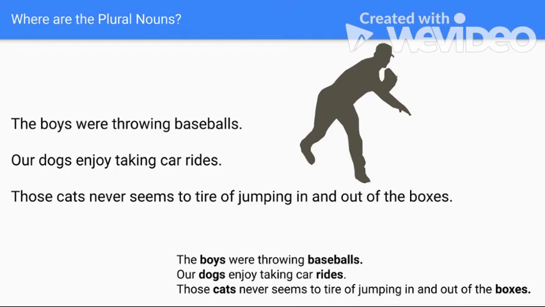The last sentence, those cats never seem to tire of jumping in and out of the boxes. Cats is also a noun because we know that cat is a noun. Specifically, cats is a plural noun, which we are looking for. As you continue reading the sentence, you can see the last word is boxes. This is also a plural noun because there are multiple boxes, making it plural.